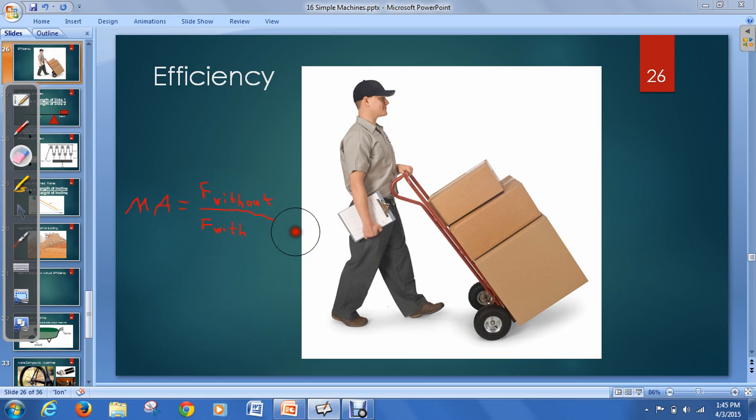Okay. So without this machine, he'd have to use a lot more force, right? Because he'd have to pick up all three boxes by himself and move them to the doorstep. Whereas with the machine, he has to use a lot less force. So he might need to use 8 times more force without the machine than with the machine. So his efficiency, or his mechanical advantage, is 8, okay? So let's look at some specific machines and see how we can calculate the mechanical advantage. Let's start with a lever.